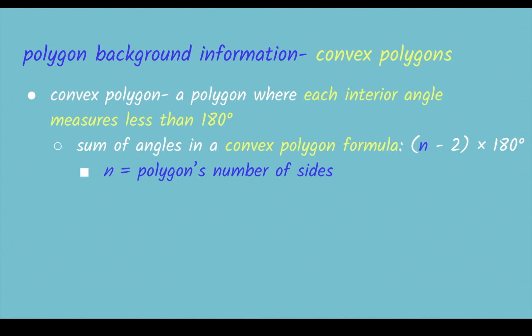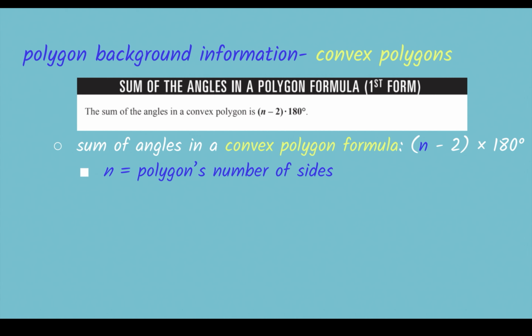Here's some background information on convex polygons. A convex polygon is known as a nice polygon, where each interior angle measures less than 180 degrees. The sum of angles in a convex polygon can be found by using the following formula: (n - 2) times 180 degrees, where n represents the polygon's number of sides.